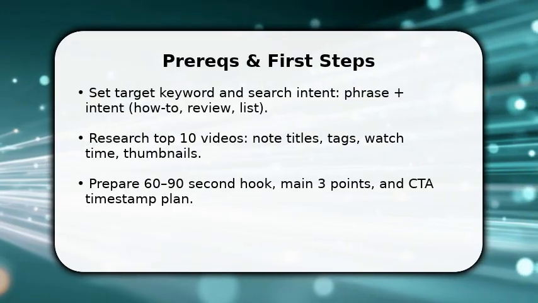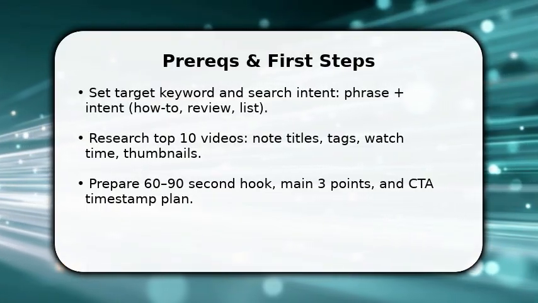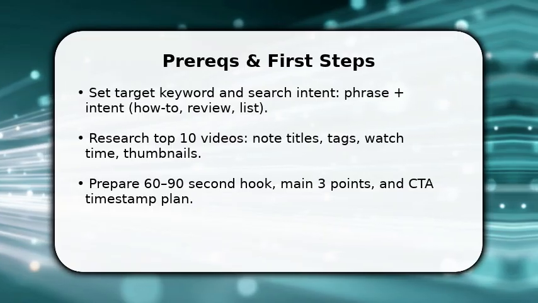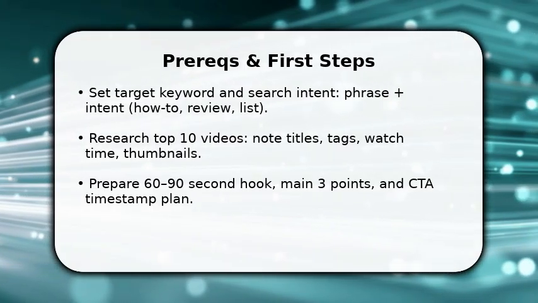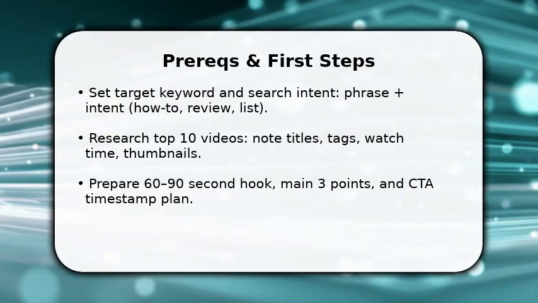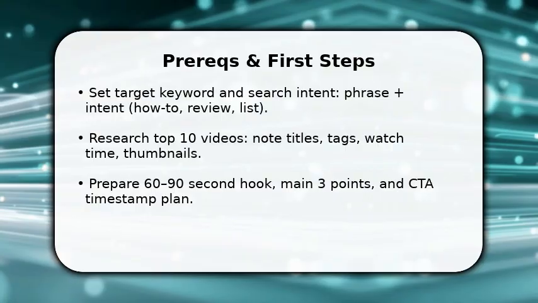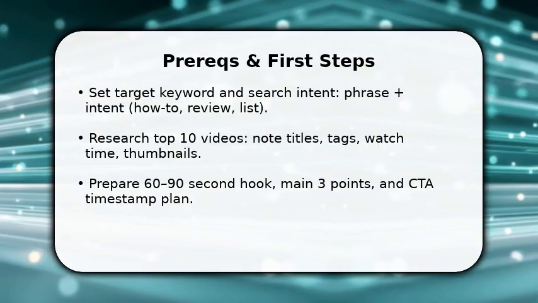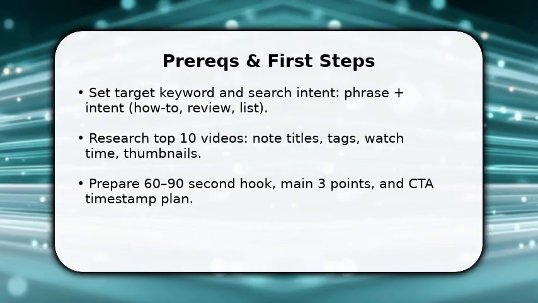You start by choosing one clear target keyword and defining search intent so your video answers real queries. This matters because YouTube rewards relevance. Once done, quickly audit the top 10 competing videos to copy structure and gaps. Then record a strong 60 to 90-second hook and map 3 main points plus where your CTA lives. This immediate structure improves watch time and viewer retention, both crucial ranking signals.